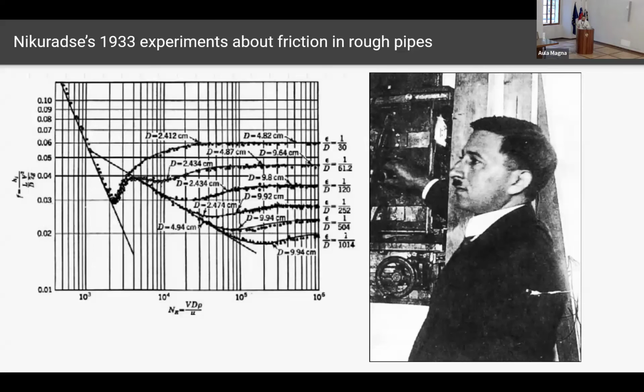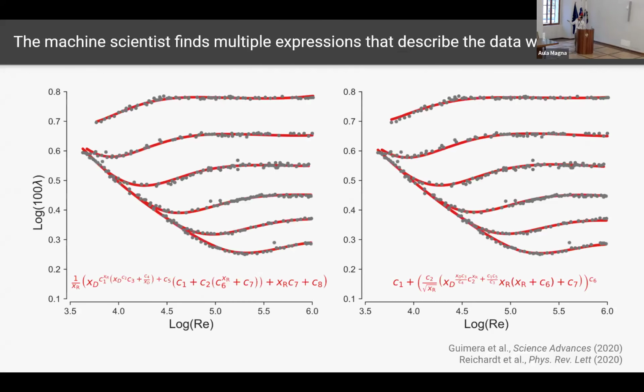So now I'm going to see how the machine scientist does in the two motivating examples that I discussed at the beginning, right? So remember, this one is about friction as a function of velocity of a fluid and the roughness of the pipe in which it's moving. Okay, so the first thing we can do is to take the data and give it to the machine scientist and ask which are the models that describe this data, okay?